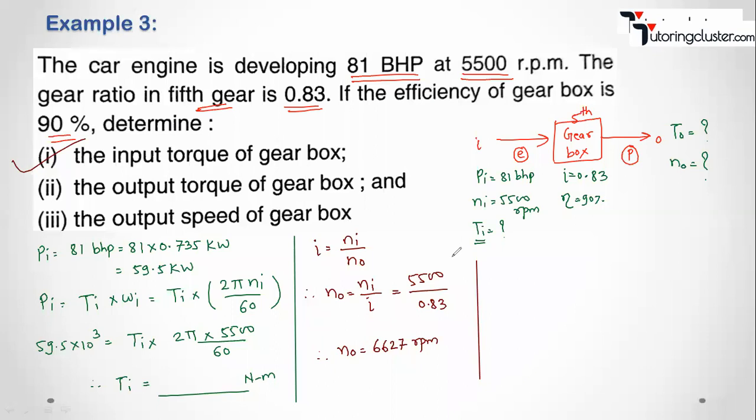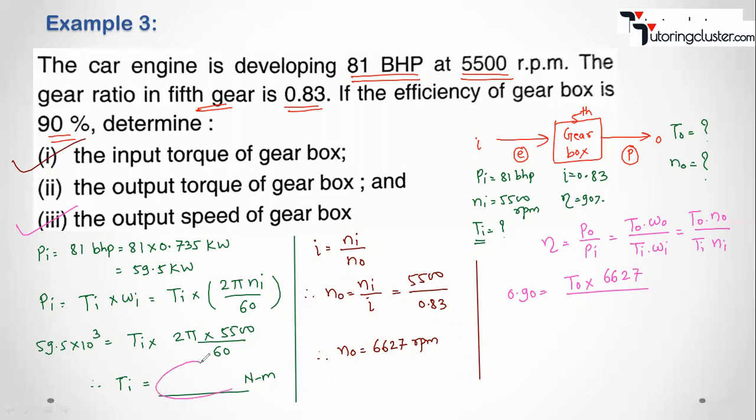Next, see what to calculate. So what did we calculate now, the output speed. Now we have to calculate the output torque. Efficiency is given, and we know the formula for efficiency. It is Po upon Pi, which is equal to To omega o upon Ti into omega i. So instead of omega o we can write No, and for omega i we can write Ni here. So if you solve this, 0.90 for 90% is equal to To into No 6627 divided by Ti.